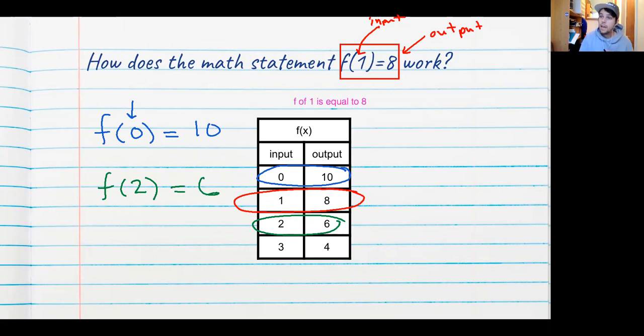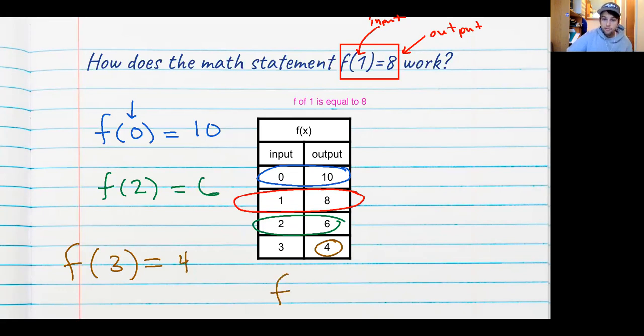So this allows us to ask some questions in a pretty short manner. We could ask a question like this: f of 3 is equal to what? If you put in 3, what do you get as an output? Well, we can see that right here. If we put in 3, we get out 4. The answer here is 4. It actually allows us to ask some other questions too.